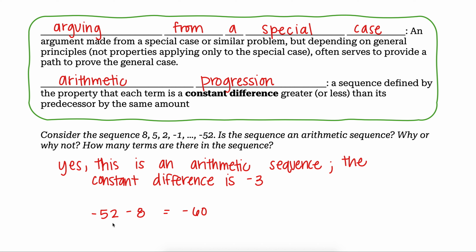So subtract the last term minus the first, negative 60, and then you're going to take that negative 60 and divide it by the constant difference. So negative 60 divided by negative 3, and that gives you 20. Then you're going to add 1. So how many terms are in the sequence? 21 terms.